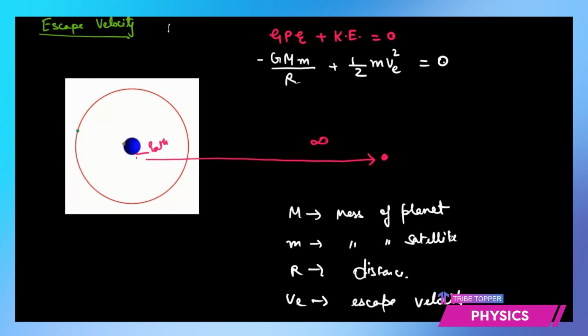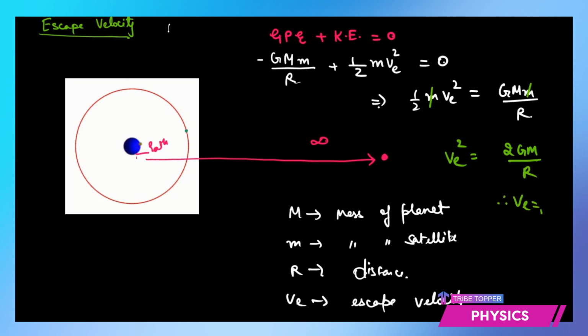So when you equate it with 0, we take this to the right side, and we get half m v_e square is equal to GMm by r. Cancelling out the masses, v_e square is 2GM by r, therefore v_e is equal to root 2GM by r. So this is the expression for the escape velocity.